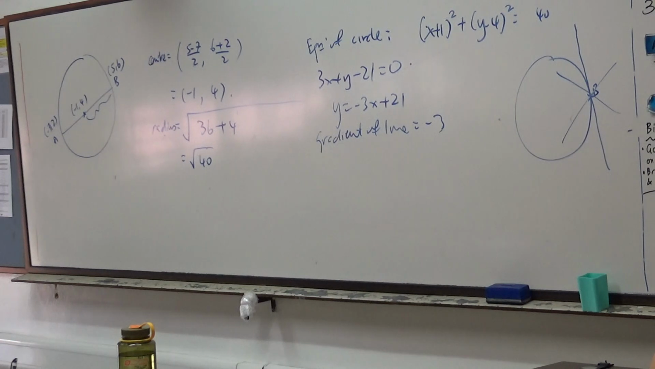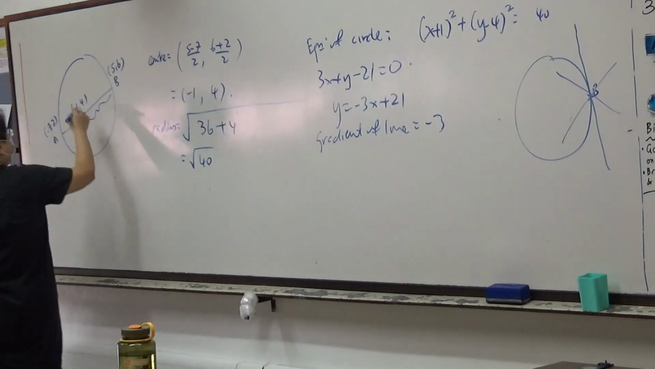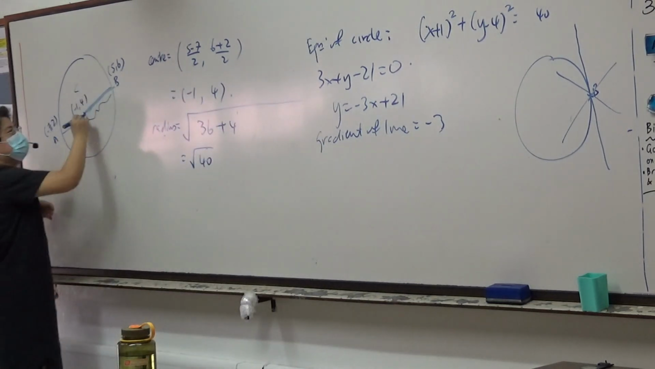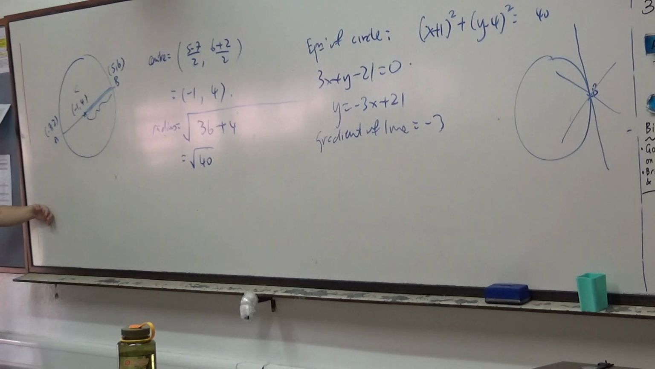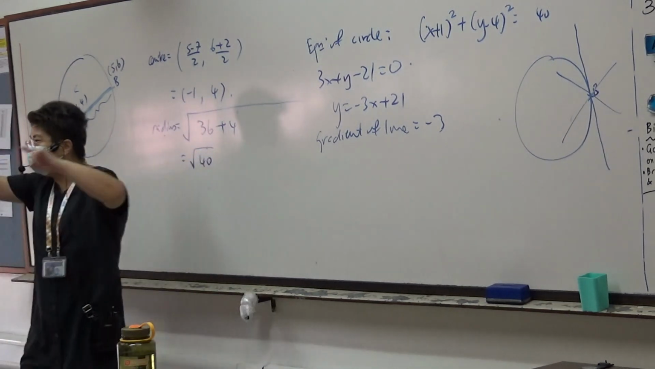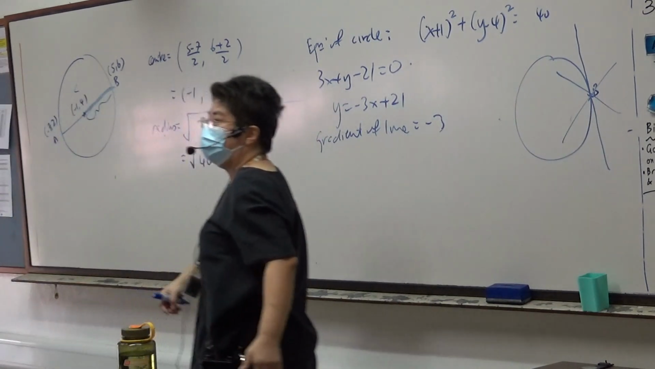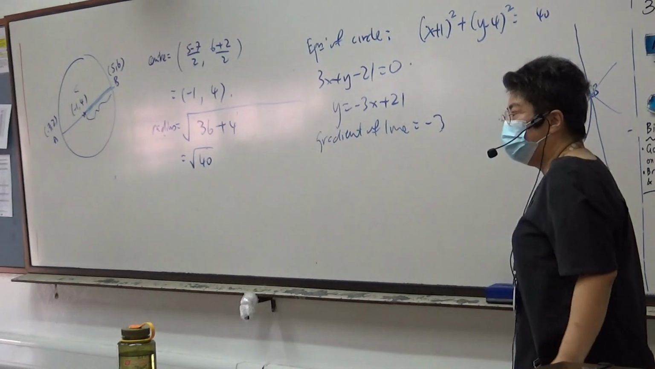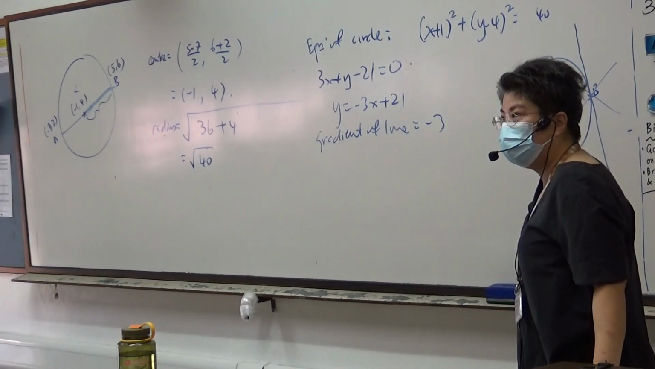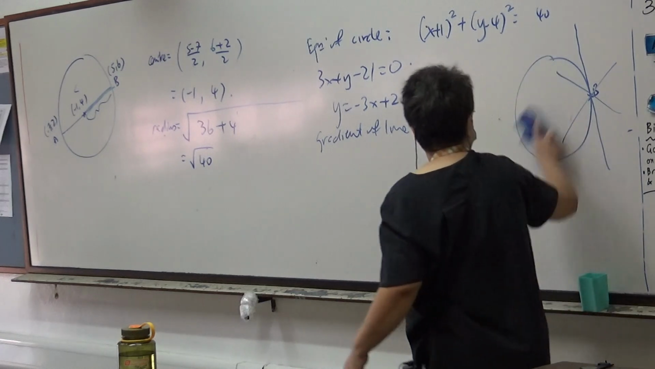Correct. What do you think is my intention? I want to find the gradient of this, right? Correct. If the gradient of this and this happen to be negative 1 multiplied together, it must be the perpendicular, it must be the tangent line. Everybody clear with what I'm saying here? Okay? Yes or no? Can you see this?